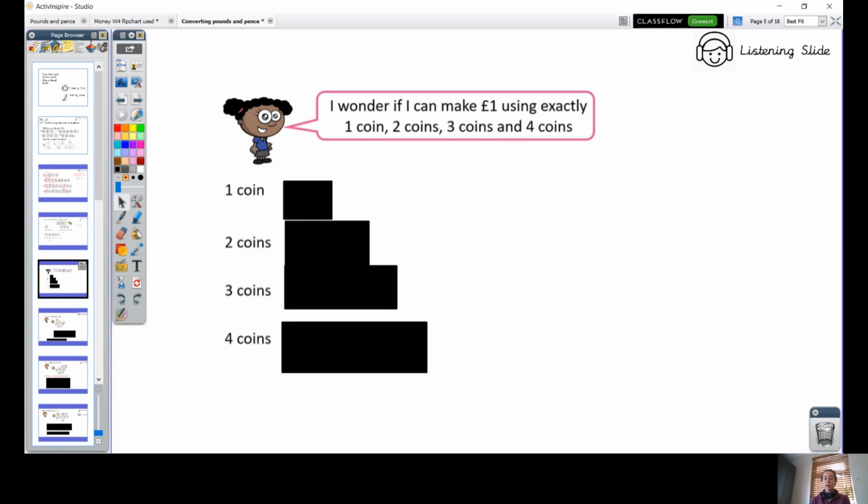We've got another listening slide now. I wonder if I can make £1 using exactly 1 coin, 2 coins, 3 coins and 4 coins. I want you to listen for this one, but I do want you to have a think first. So this little girl's trying to make £1 using exactly 1 coin, £1 using exactly 2 coins, and then so on and so forth. So pause the video, have a think. Can she do it or can she not do it?